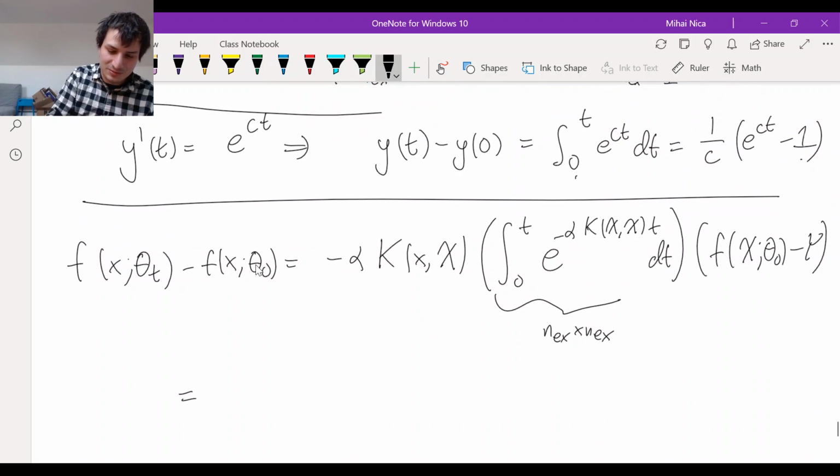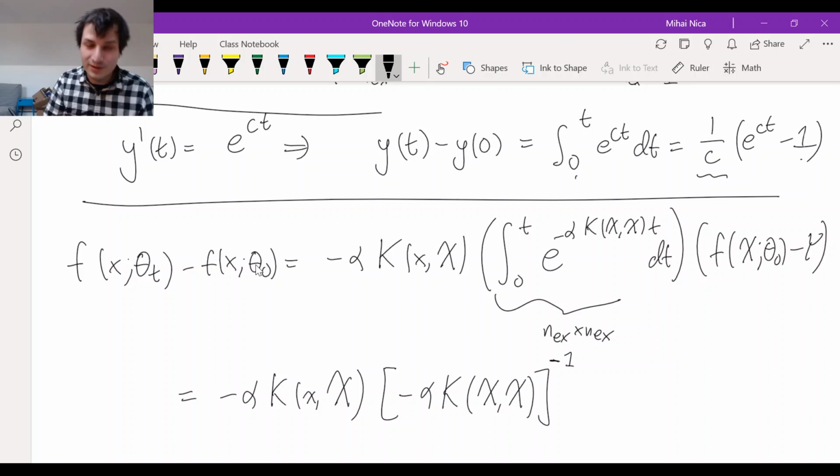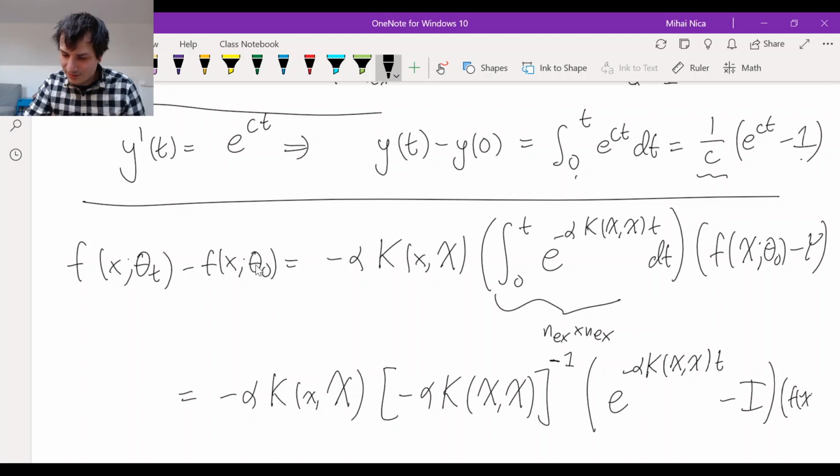So what's the final answer? Minus alpha k of x script x. Then we have the inverse of that matrix, minus alpha k of x inverse. That's like the 1 over c. That's like the equivalent of what we're doing. Then we have the matrix exponential minus 1. It's going to be minus the identity. So e to the minus alpha k of x t minus the identity times the very last second, f of x theta 0 minus y.